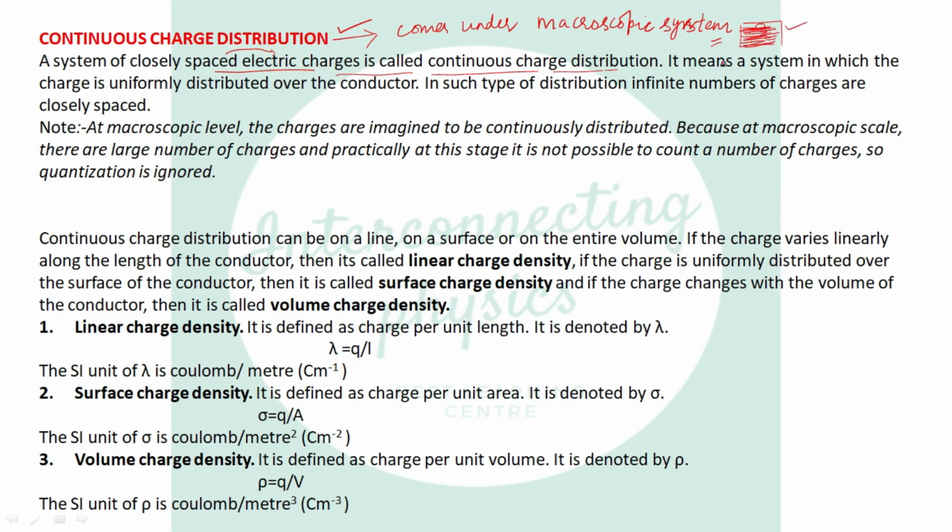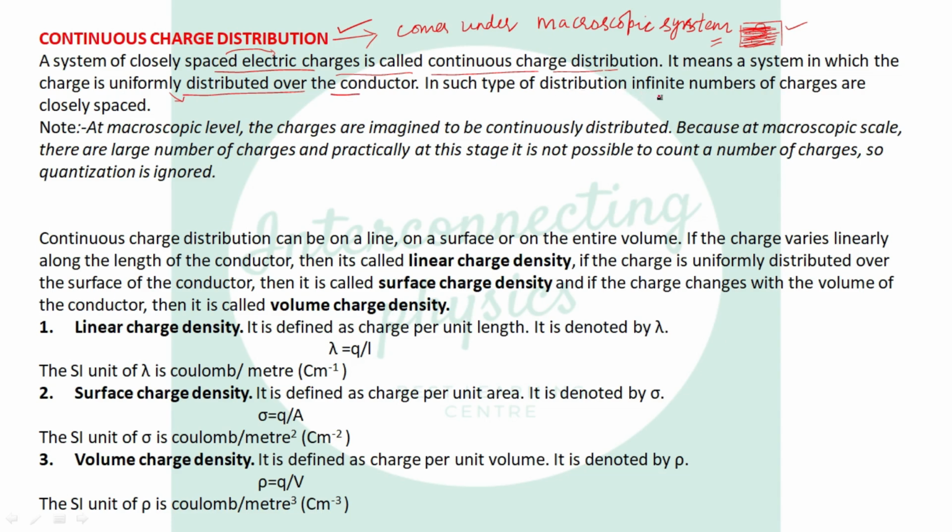So this is called continuous charge distribution. It means a system in which charge is uniformly distributed. Uniformly distributed means space is not seen in the charge. It is very difficult to differentiate one charge from another. All charges look the same. So it is uniformly distributed over the conductor.